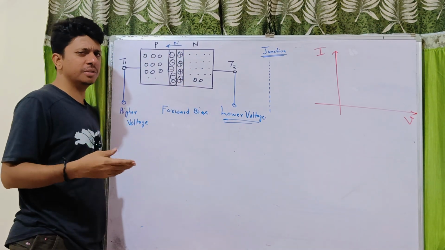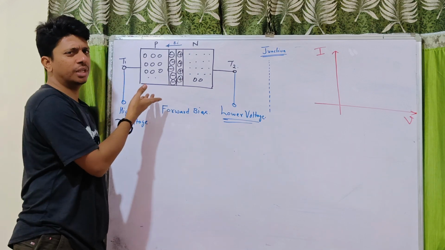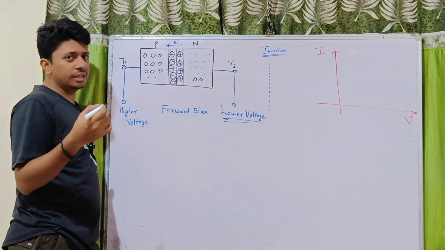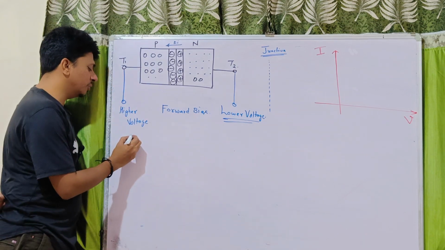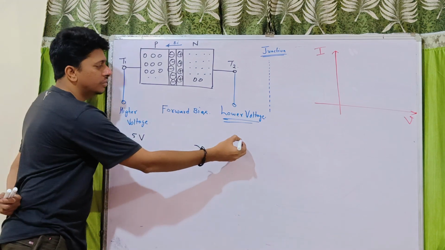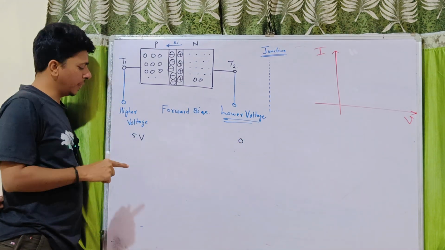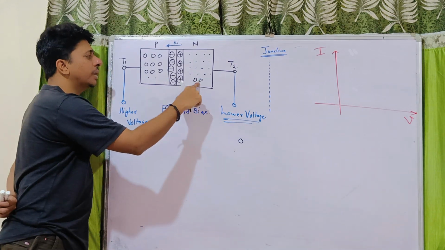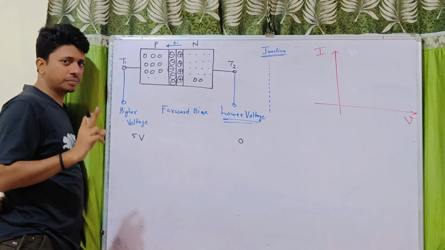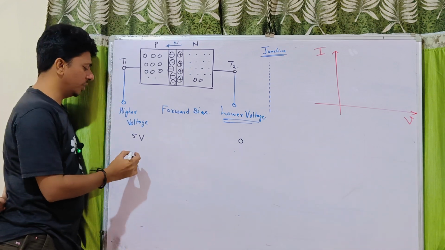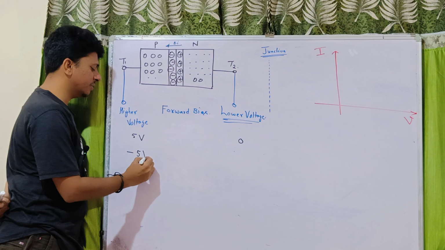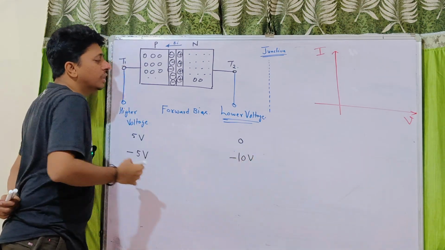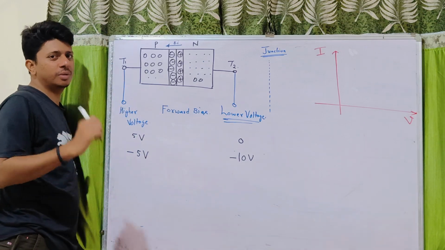Sir, what is the difference between them? P for positive we can apply, here we can apply negative. Let me take another case, for example. Suppose we take 5 volt here and 0 volt here. You can say that yes, positive voltage is applied to the P type and 0 voltage to the N type, it is forward bias. But there are so many cases that will come. For example, suppose this is minus 5 volt and this is minus 10 volt. Now tell me whether your PN junction is forward bias or reverse bias.